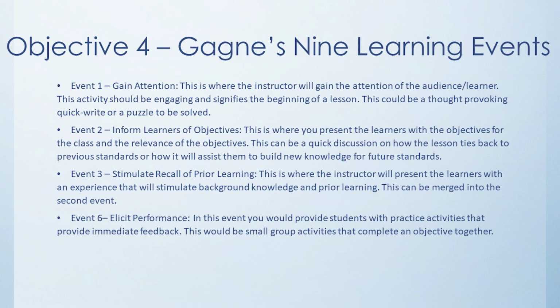Event 3 is stimulating recall of prior learning. This is where the instructor will present the learners with an experience that will stimulate background knowledge and prior learning. This can be merged into the second event. So you guys are just going to sit there and go through some of the previous knowledge.